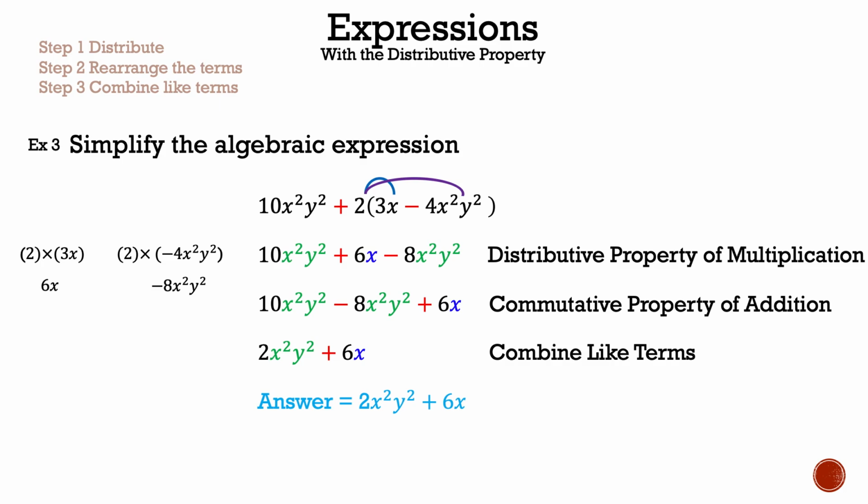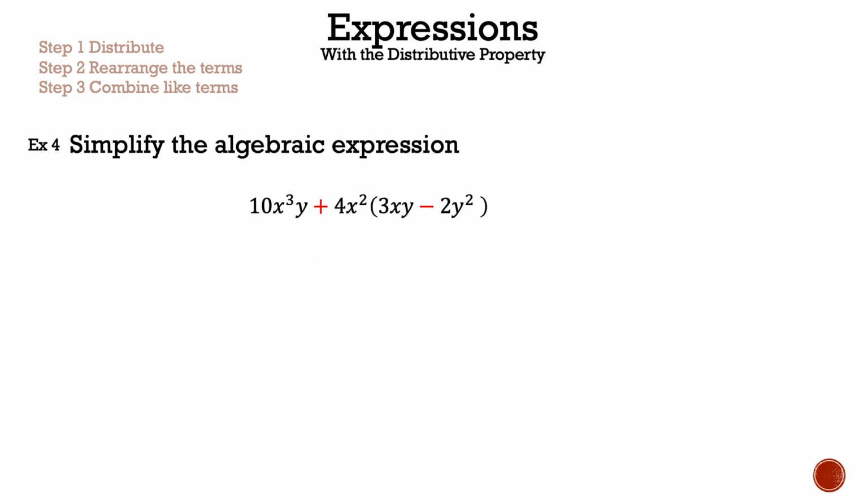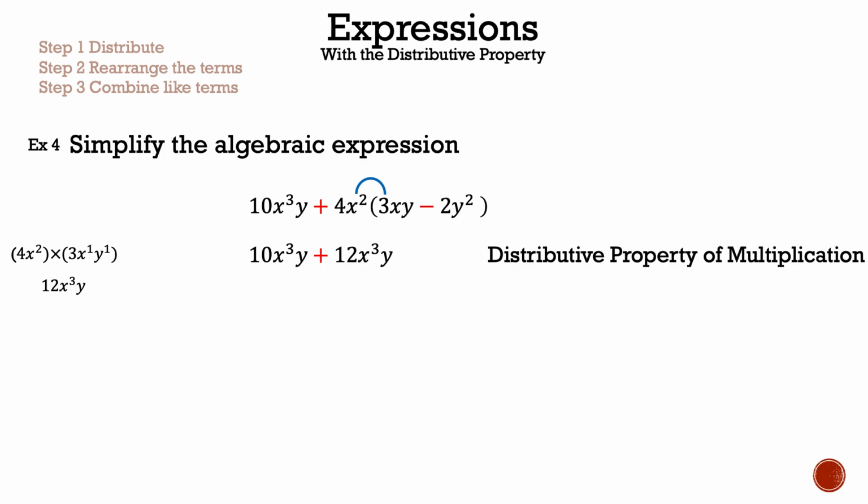Now let's take a look at example 4. We have 10x cubed y plus 4x squared times the parentheses of 3xy minus 2y squared. So same process as before. This time we're going to go ahead and bring down the term that we're not distributing. And now we're going to go ahead and begin that process of distributing the number and the symbol that are in front of the parentheses to each term inside the parentheses. And we can go ahead and get started with that 4x squared, which is the first term, which is 3xy.